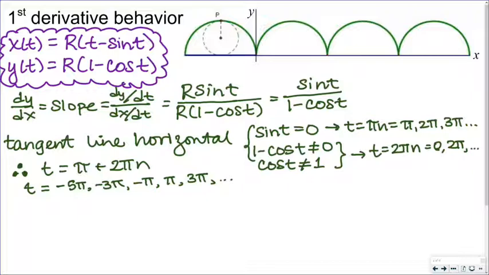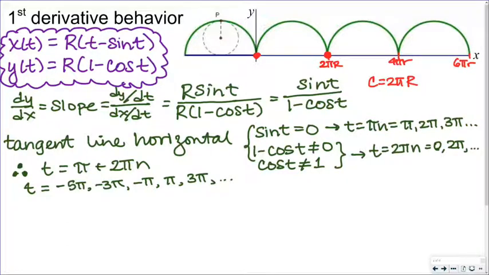Well, where does that occur? If you think about what's happening, if point P started at the origin, then the circle has to roll its whole circumference before point P comes back to the x-axis, okay? And the circumference is 2 pi r, where r is the radius. So this distance is 2 pi r. This distance is 4 pi r, and so on. This is 6 pi r.